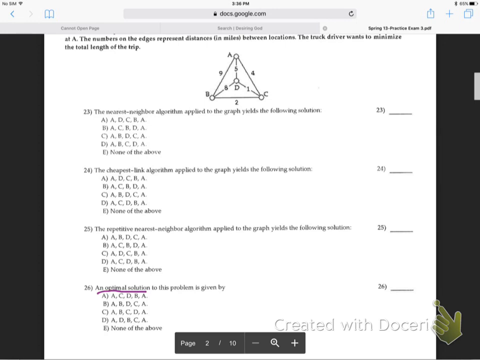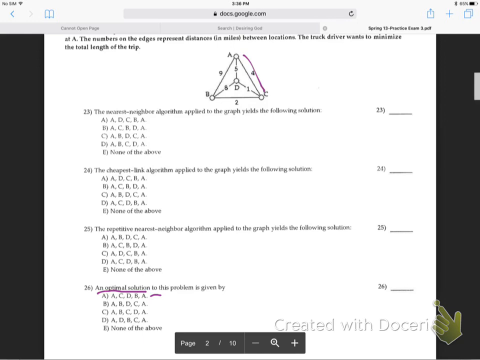One, 2, 9, 4. 1, 2. I don't know. We could just add these up right here. Yeah, I don't have a good way to do this. A, C, D, B, A. So I wouldn't add them up on the other ones because it might not be the right answer. But on the optimal, I'm just going to try it that way.